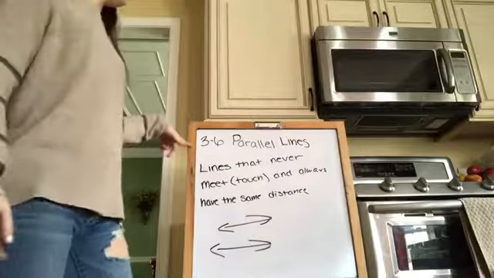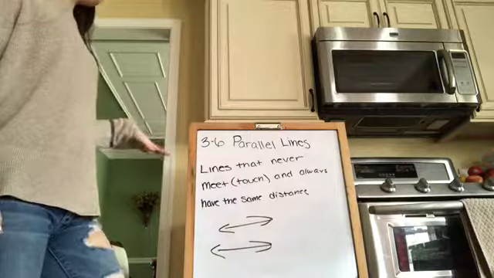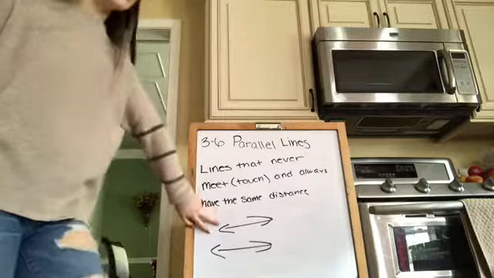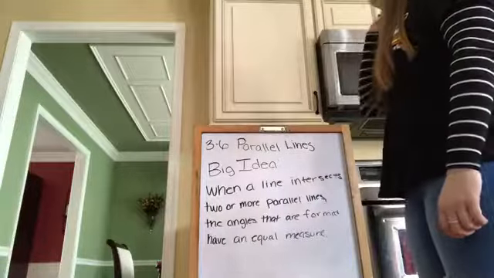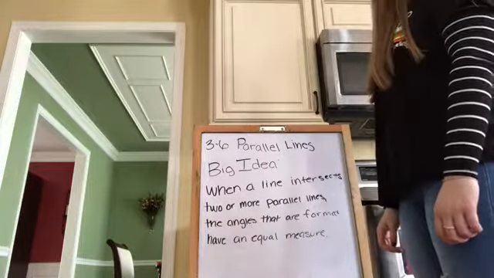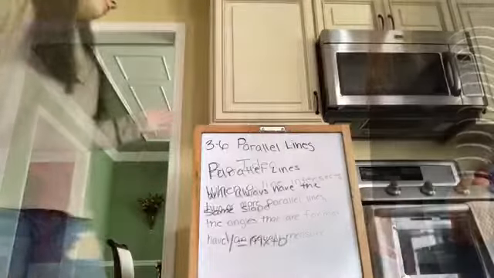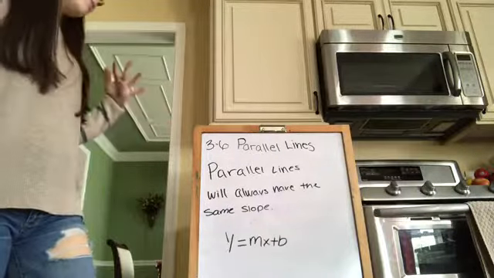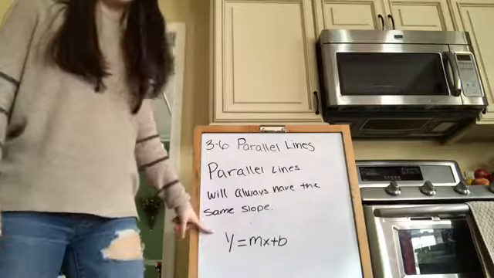So in section 3.6, it talks about parallel lines, and parallel lines are lines that never meet and always have the same distance, and this is an example of two parallel lines. So the big idea of parallel lines is when a line intersects two or more parallel lines, the angles that are formed have an equal measure. So parallel lines will always have the same slope, and the equation for slope is y equals mx plus b.